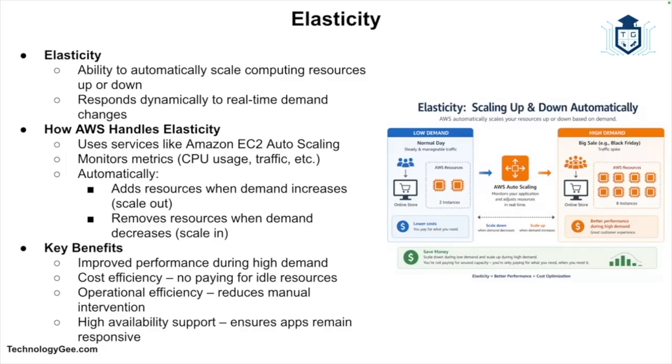You can configure your system to automatically scale up when demand increases and scale down when it decreases. And this is often done using services like auto scaling, which monitor your application and adjust resources in real time. And this not only improves performance during high demand periods, but also saves money during low demand periods. So essentially, you're not paying for unused capacity. You're only paying for what you need when you need it.